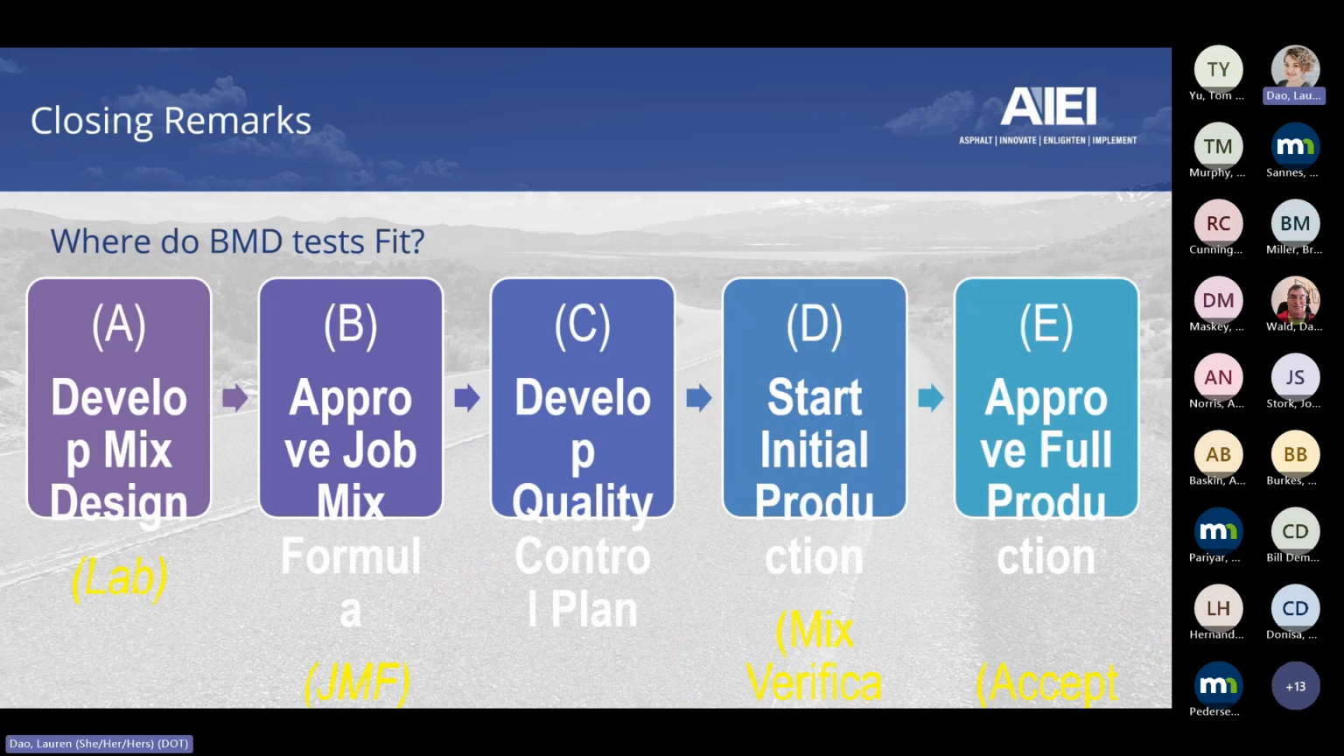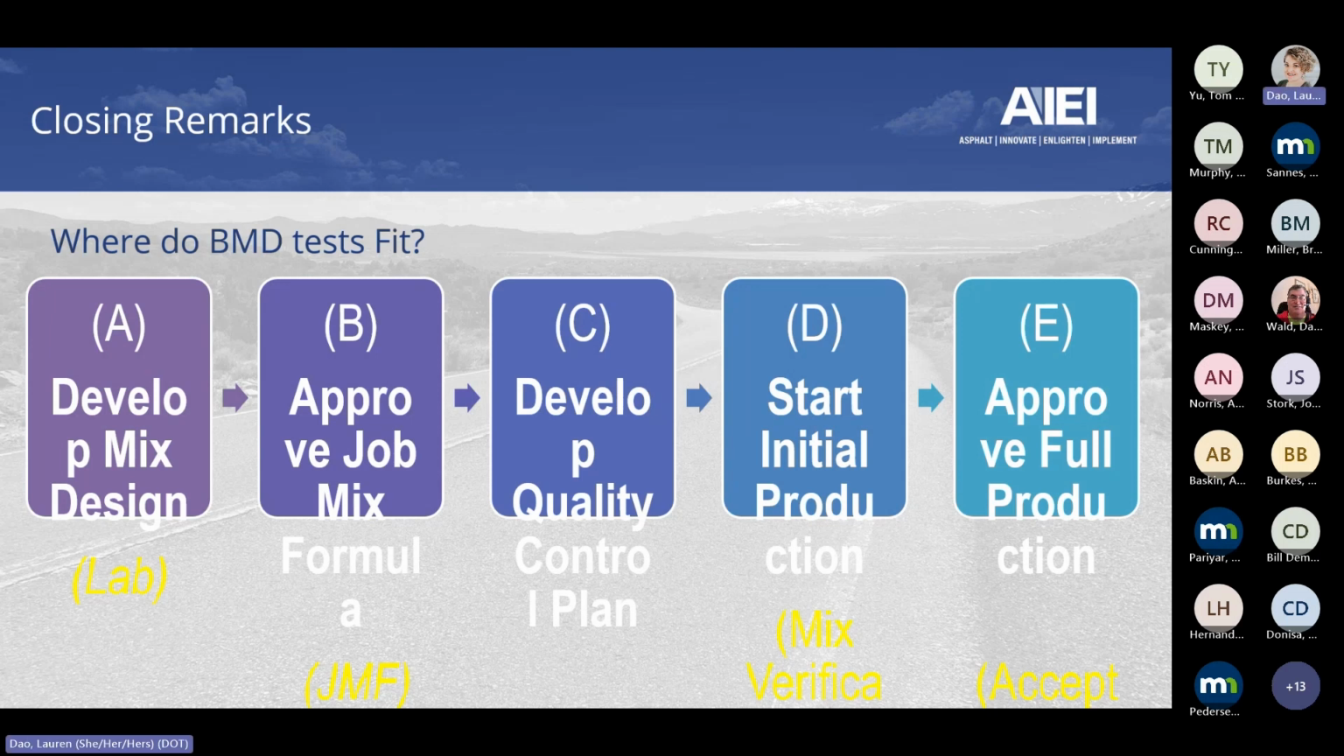That was supposed to be just a thought about the different stages of your mix. You start by developing the mix design in the lab. You approve the job mix formula. You develop your quality control plan. You start your initial productions, and then you move to the full productions.